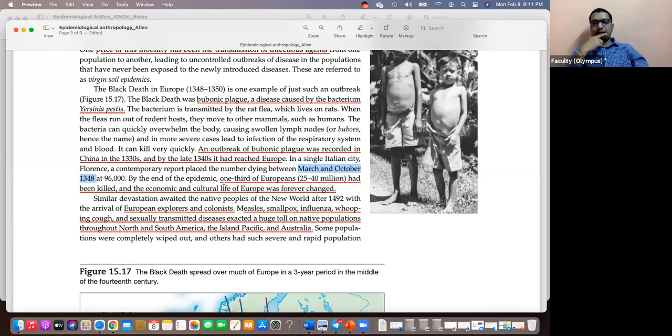So in a way, COVID-19 is not too bad, right? One third of the Europeans were killed as per this literature. And the economic and cultural life of Europe was forever changed because of that, as it is changing because of COVID-19. Like that, they talked about many examples.